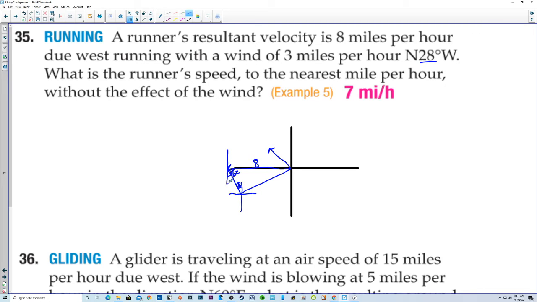Well, the wind is 3 miles per hour, and we want this side over here. We want how the runner is running without being pushed. Well, that's the law of cosine. So we have r squared is equal to 3 squared plus 8 squared minus 2 times 3 times 8 times cosine of 62 degrees. R squared is equal to 50.465, and a little bit more. And then when we take the square root of that, it ends up being 7.10389. So they're saying 7 miles per hour.